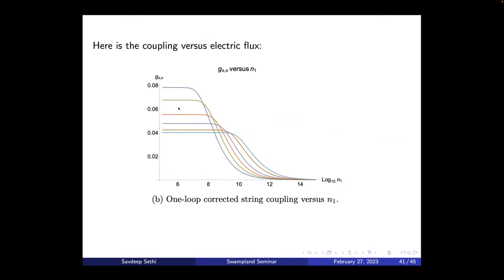Here's the more interesting point. If you look at the one loop corrected string coupling, you find that as you make N1 smaller and smaller and smaller, it also stabilizes. It doesn't go to infinity. In fact, it goes to a value that becomes small if you crank up the amount of N5 flux, magnetic flux in the background. So here there's a very sharp deviation from the classical physics that we see where the string coupling should become big.